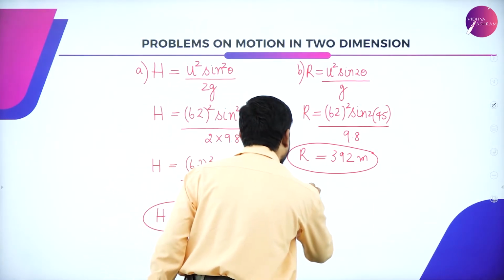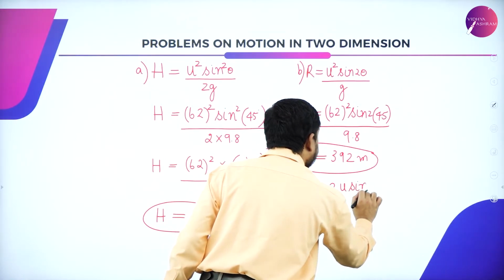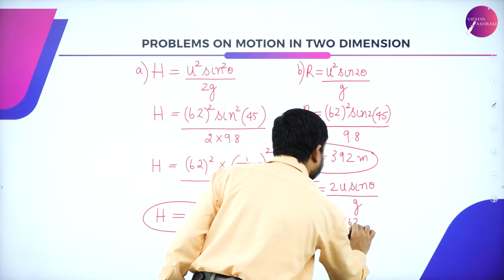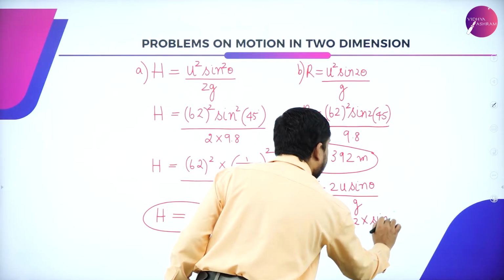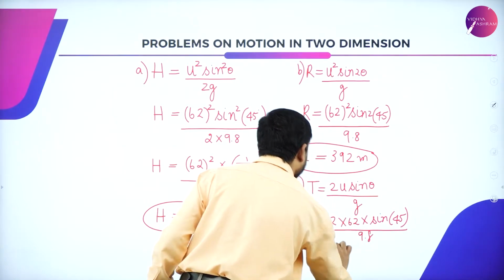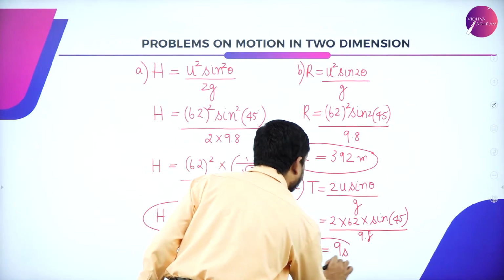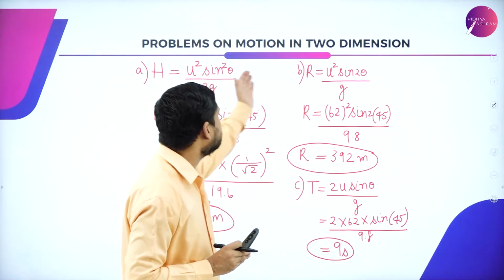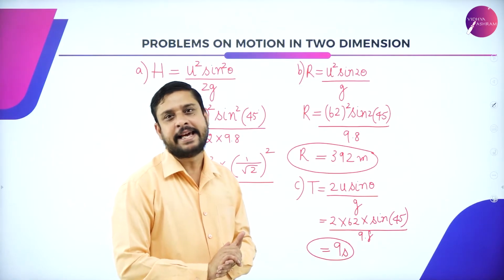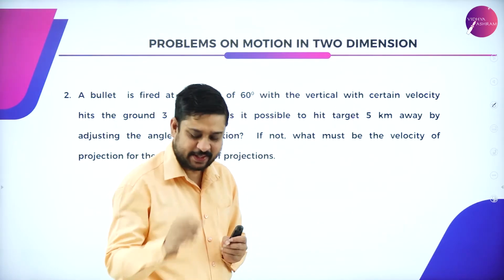And finally, time of flight T equals 2u sin theta by g, 2 into 62 into sin 45 by 9.8, which eventually turns out to be 9 seconds. So by knowing these expressions, using clock's table, very easily I have arrived at the solution. The next problem, very interesting problem.